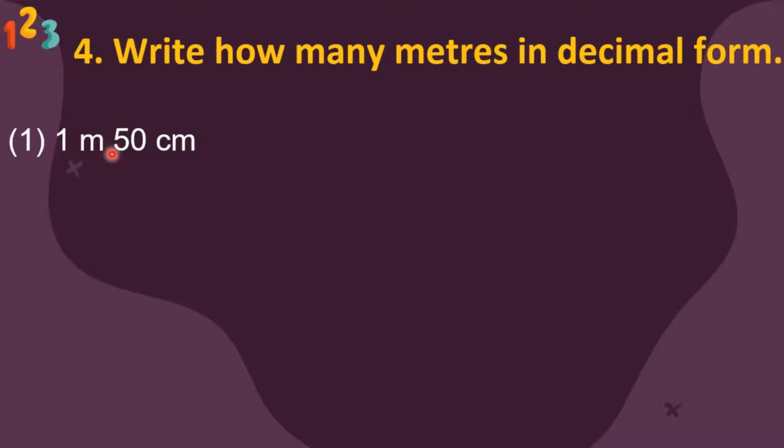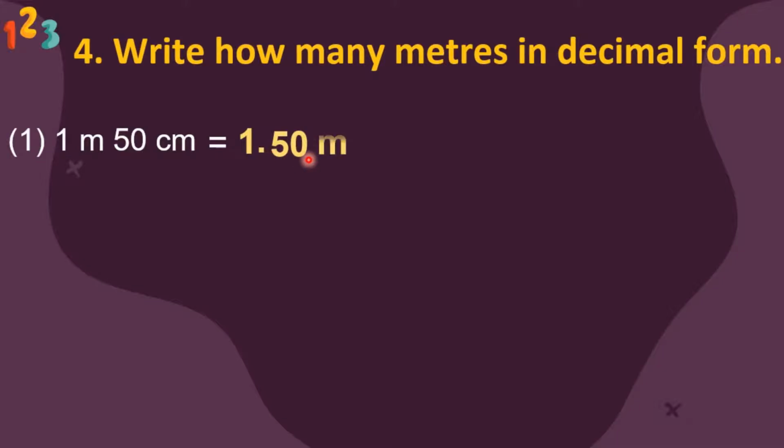So as we know that we take the meter number before the decimal point, that is 1, and we have here 50 centimeter, which we write as a decimal part, that is after the decimal point. So we write here 50, and we read it as 1.50 meter.